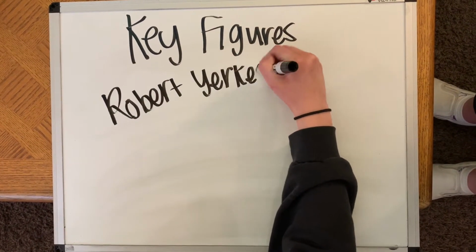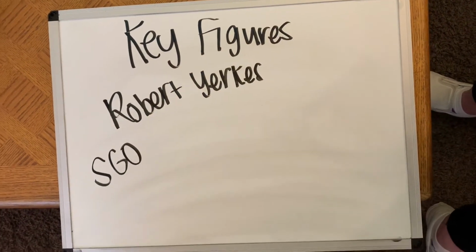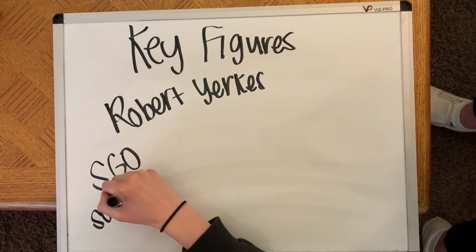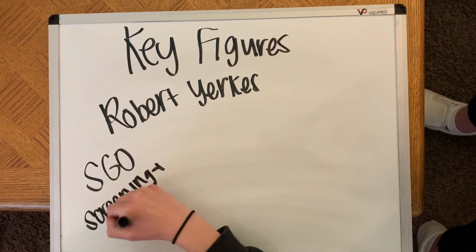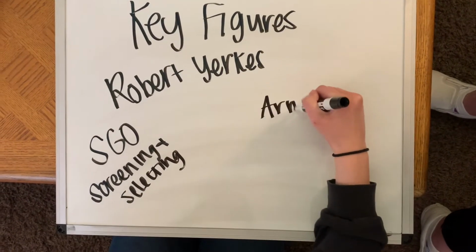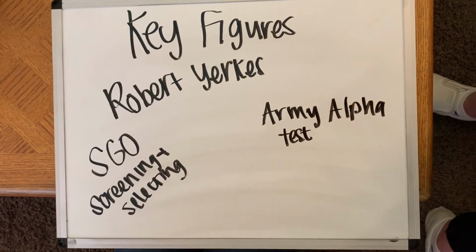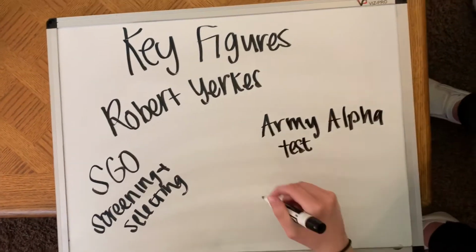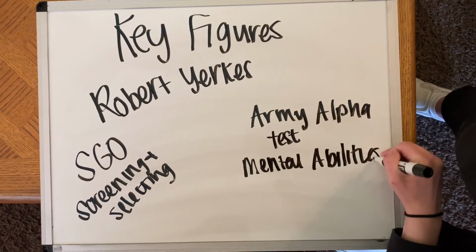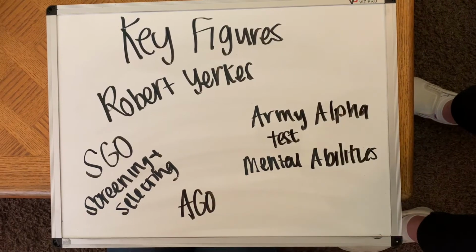Next, we're going to talk about Robert Yerkes. So Robert Yerkes organized a group under the Surgeon General's office that developed methods for screening and selecting enlisted men. They developed the Army Alpha Test to measure mental abilities. They also had the Army Beta Test, which was a nonverbal form of the test that was administered to illiterate and non-English speaking draftees.